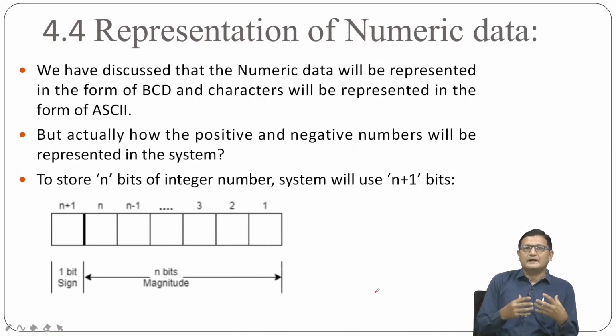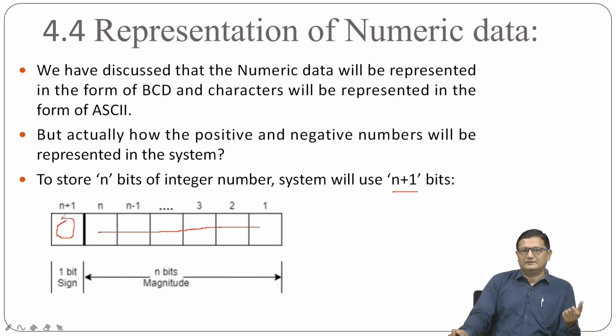Now the thing is how numbers will be represented, right? Suppose you have some number. That number has to be stored in this way: any number given to you will be stored in the form of n plus 1 bits. Now why n plus 1 bits? Obviously here the magnitude of that number gets stored, and the 1 extra bit is used to represent the sign, okay?